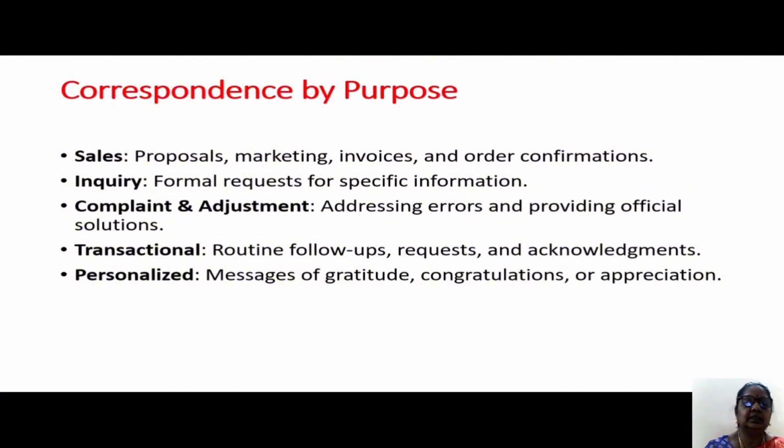Transactional: routine follow-ups, requests, acknowledgements. Every day evening we ask what target is completed, how many pieces are over, how many pieces were delivered. It is a routine follow-up like that. Then personalized messages of gratitude, congratulations, appreciation. If it is an employee's birthday, you send an email, and if a particular work got completed in a very nice manner, you express gratitude and appreciate the employee like that.